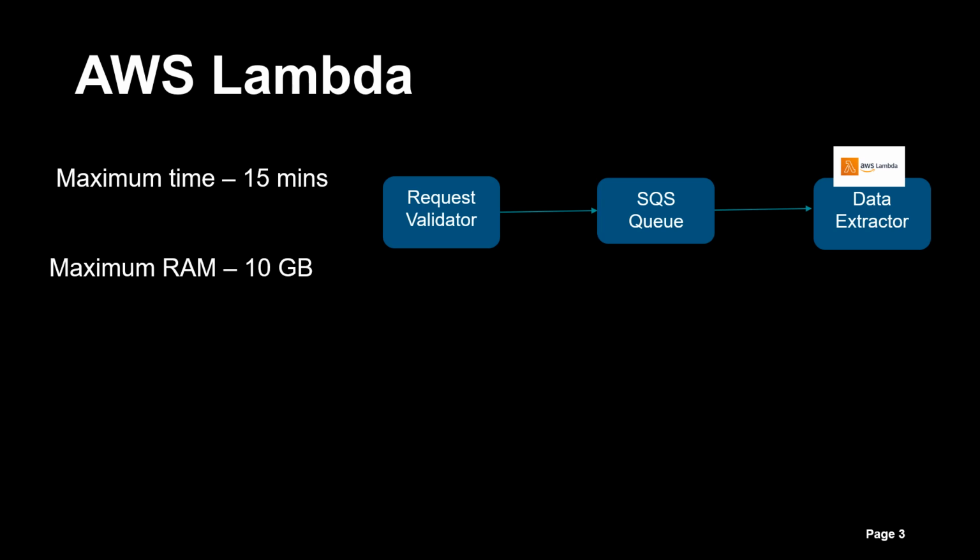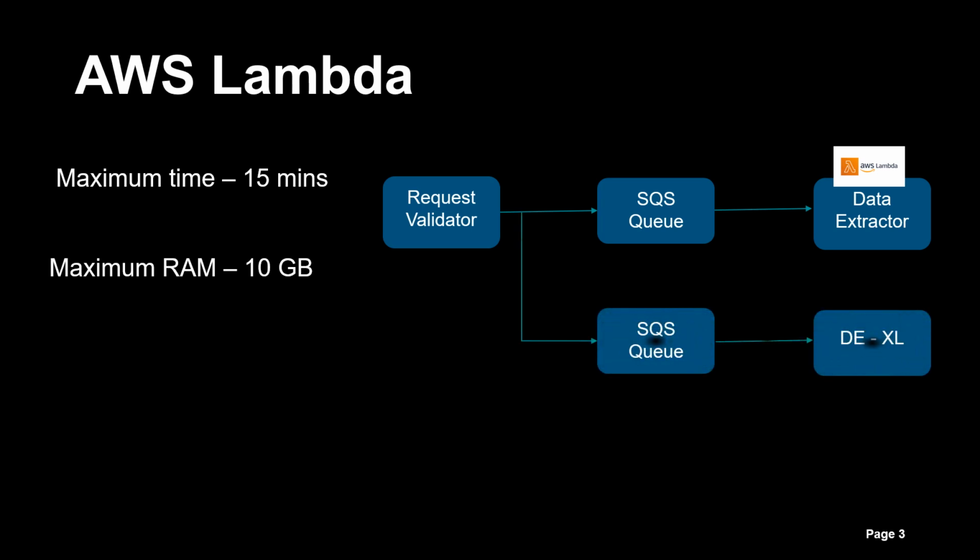In such cases, you cannot use Lambda function, but then to enhance this architecture a bit, what you can do is you can have another SQS queue, which is listened by DEXL, data extractor XL, which is not exactly a Lambda function, rather it is an AWS Fargate instance, right? Which can run until your processing is running, right? And after your processing is completed, it can go off, right? So this is how you can basically enhance this architecture to also handle the reports which are taking more than 15 minutes, right?